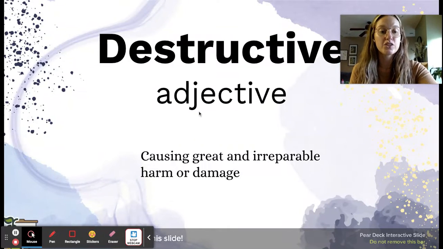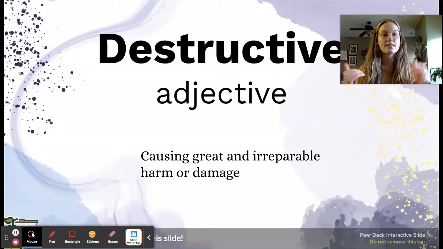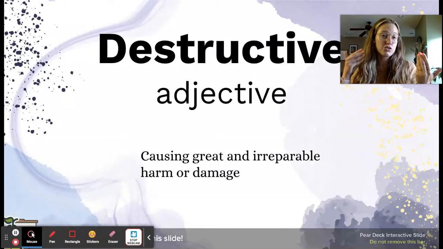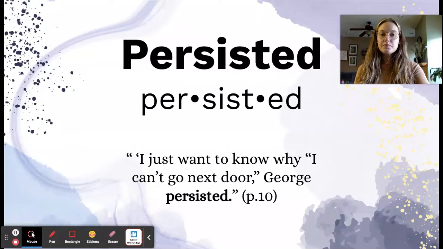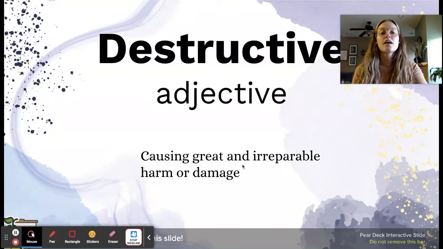The students' job at this point would be to draw a picture that represents destructive and use it in a sentence. Again, I can be on my computer at this time assessing students' responses, and I'd be able to give immediate corrective feedback to those who were using it incorrectly, or give more support to the students who need it by providing sentence starters or brainstorming with them. Then I would go back and say, let's reread it. Destructive. What does destructive mean? Causing great and irreparable harm or damage.